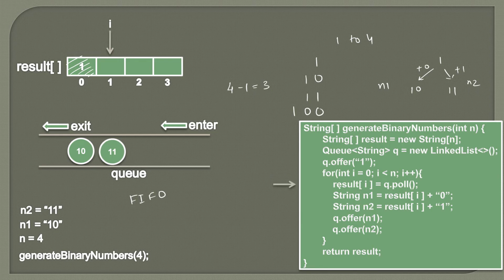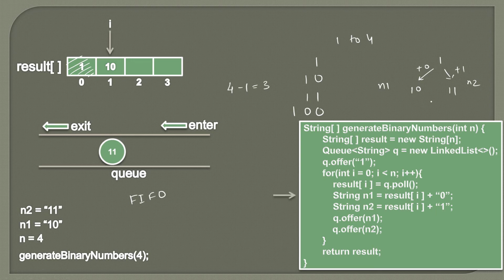Now in order to fill the result array at index 1, we need to pull the element out, because we know that the next element is 1 0, which we need to put into the result array. Whatever elements we are putting into the queue are in proper sequence. So the next element will be 1 0. We will pull that out and put it into the result array at index 1. 1 0 comes out. We get string 1 0 here.